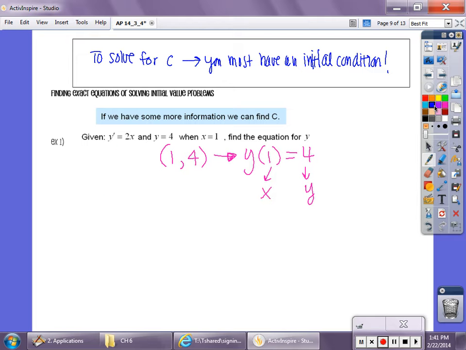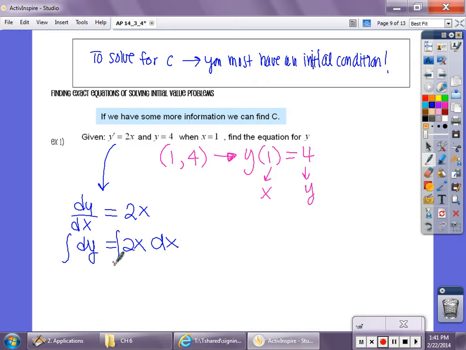All right, so this has to be written as dy dx is equal to 2x. dy is equal to 2x dx. And then we're just going to integrate. So right now you guys can do that on your own. I'll put the answer up here. Go ahead and look up when you're done.